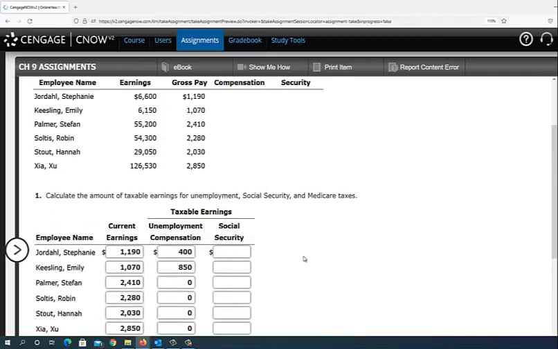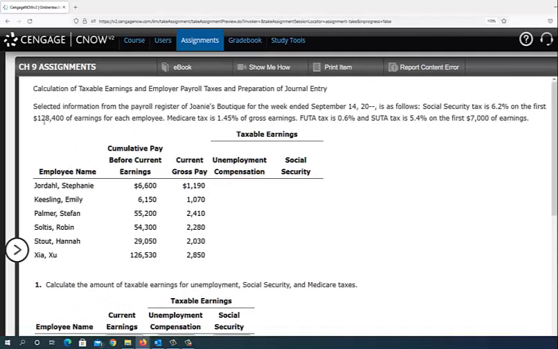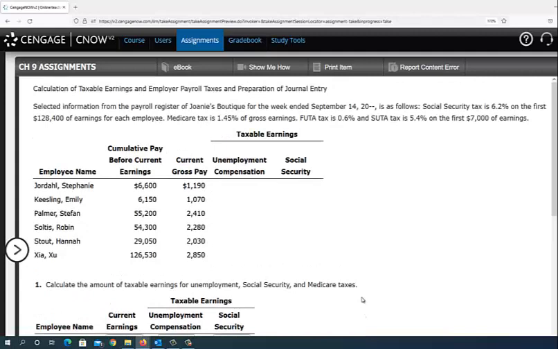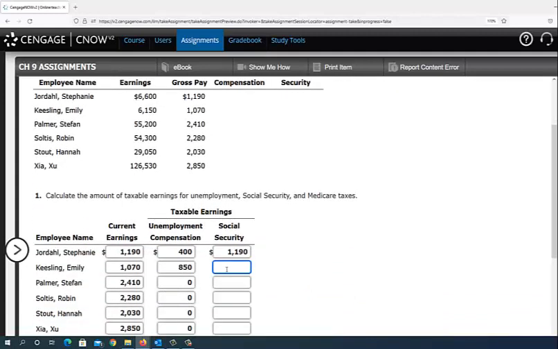All right, now let's work on Social Security. The Social Security limit is $128,400. Okay, so if we look at Stephanie and add the $11.90, we're nowhere near the maximum earnings. So for Social Security, the full $11.90 is going to be taxed. For Emily, she's in the same situation as Stephanie. If we add her cumulative pay and her current gross pay, it will not exceed the Social Security limit. So her employer will be fully taxed on her earnings. Stephen is at $55,200. If we add his gross pay, his employer will be fully taxed on his current earnings.